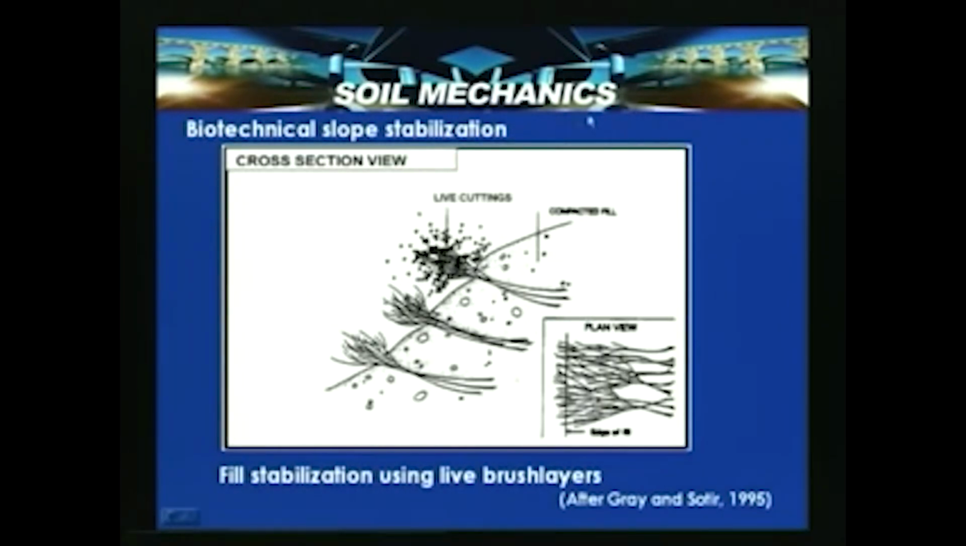Now, another technique which is conventionally used, but we never looked into in detail, and which is picking up in the recent past, is called biotechnical slope stabilization. This is a part of bioengineering, where live brush layers are used for stabilizing the slope. The cross section is shown here, and this is the plan view.